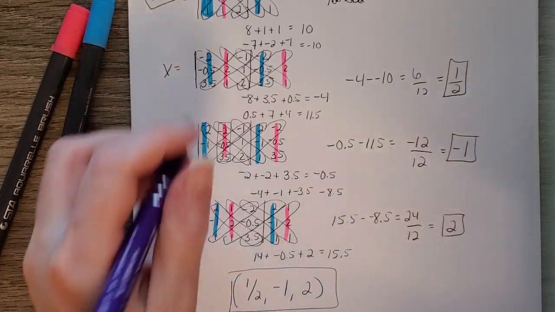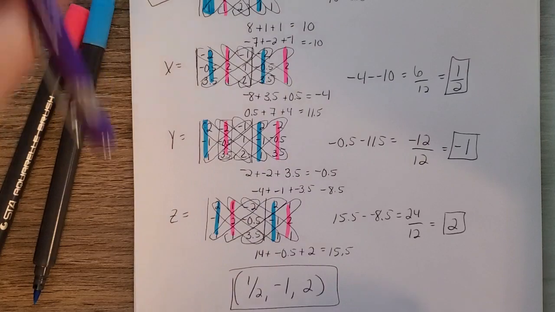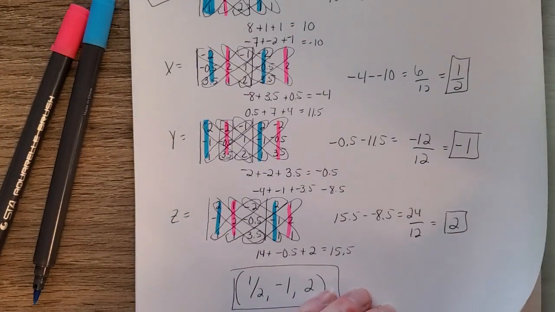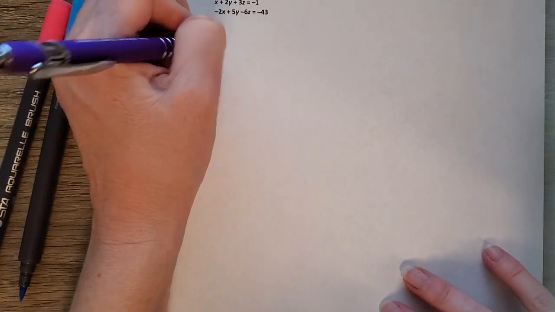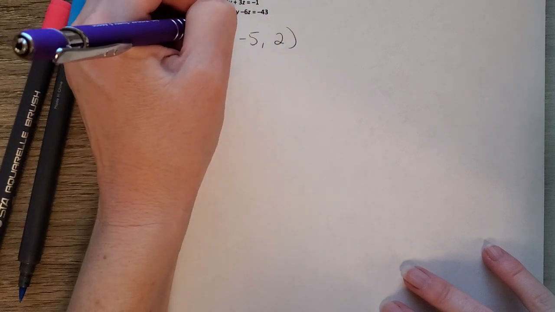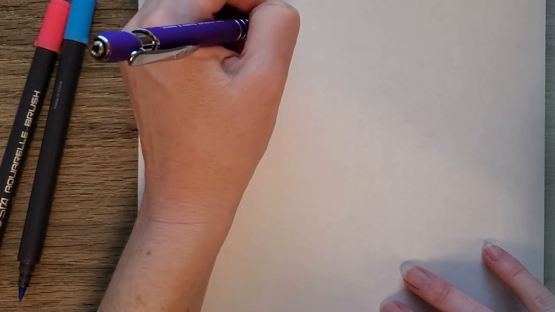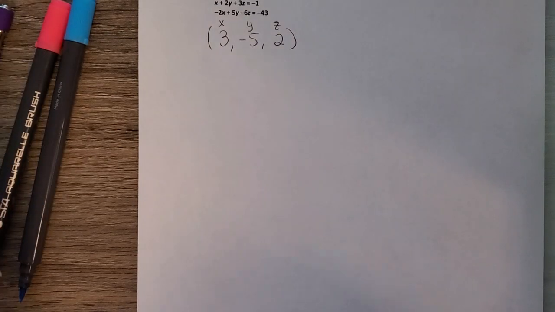And again, you can plug these into the original equations to check them. So that is the process you use to find systems of 3 using Cramer's rule. So you're going to try that with C. I have the answer for C, so that way you know what you're looking for. The answer for C should come out to be 3, negative 5, and 2. So this is X, Y, and Z. So I want you to do that out and show me that you got those answers.